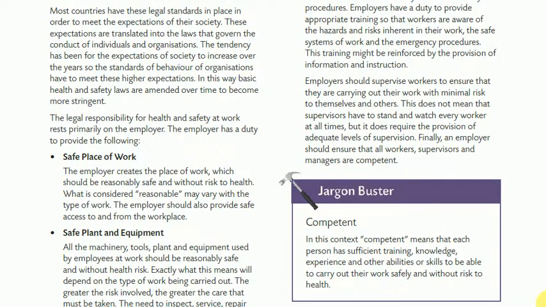When I come in the next class, we'll be talking about direct, indirect, insured, and uninsured costs that arise from not meeting up to health and safety standards.